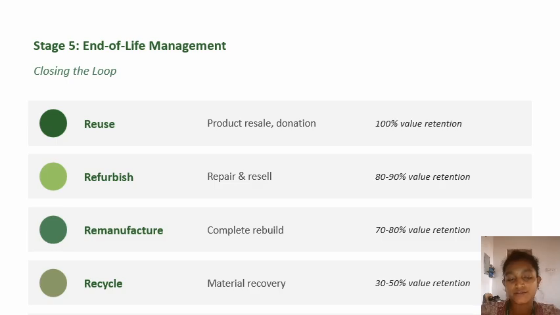Then remanufacturing is meant by completely rebuilding the product functions. This helps with 70 to 80 percent value retention. Recycle is meant by material recovered from waste product. This helps with 30 to 50% value retention. Reuse is the most powerful in end of life management because 100% value retention is provided.